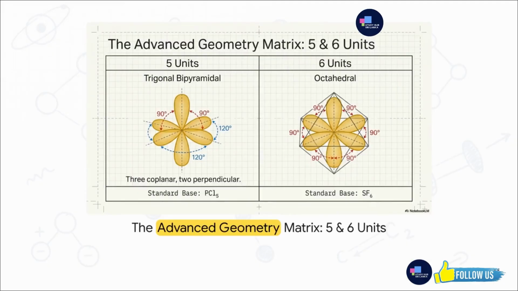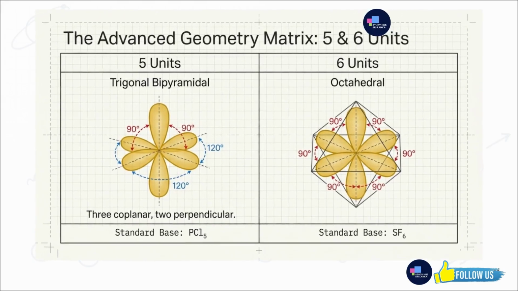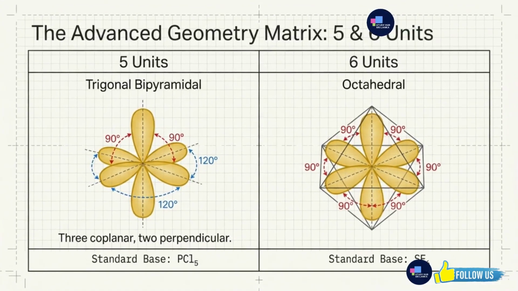Okay, let's bump it up to the advanced geometry matrix for those molecules that like to break the octet rule. For 5 units, like phosphorus pentachloride, we get a trigonal bipyramidal shape. Notice how it actually has 3 coplanar bonds right around the equator, and then 2 perpendicular bonds sticking straight up and down. And for 6 units, like sulfur hexafluoride, we get this really neat octahedral structure, where every single angle is a perfect 90 degrees.